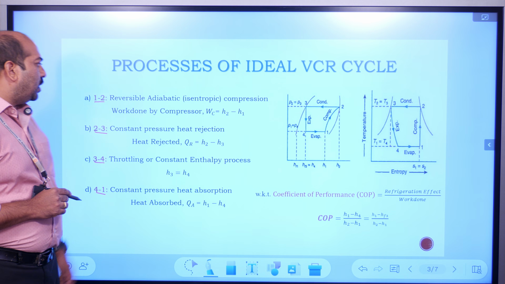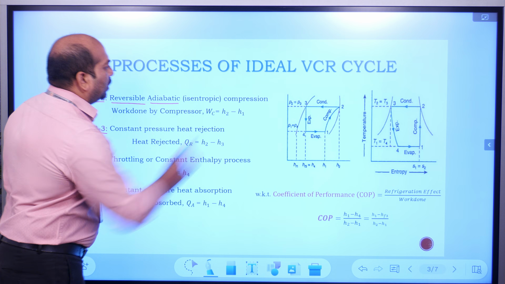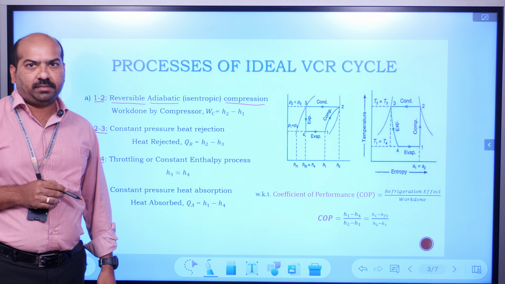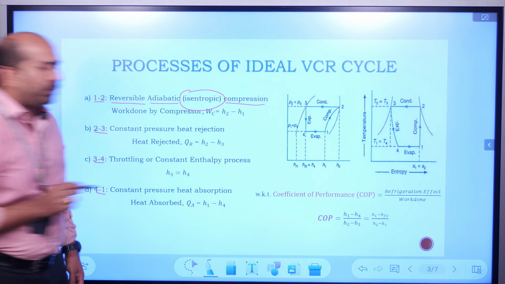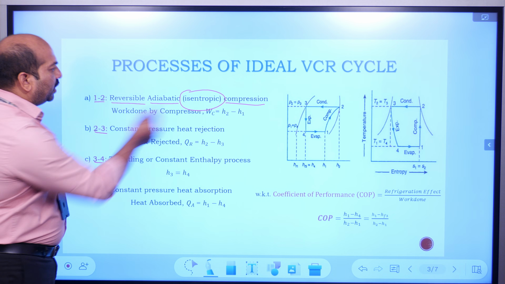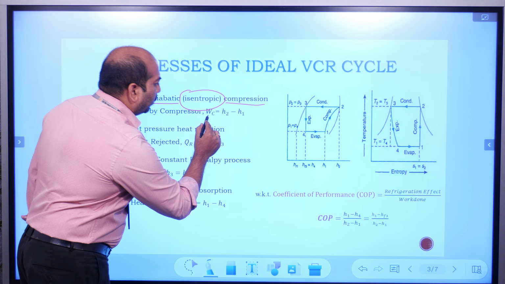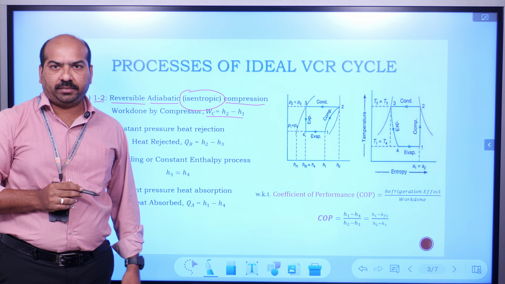Namely, these 4 processes are: during the 1 to 2 process, reversible adiabatic compression, or you may call it isentropic compression as well, since entropy remains constant during an isentropic process. During this 1 to 2 process, the work done by the compressor is given as WC equals H2 minus H1, where H stands for enthalpy.